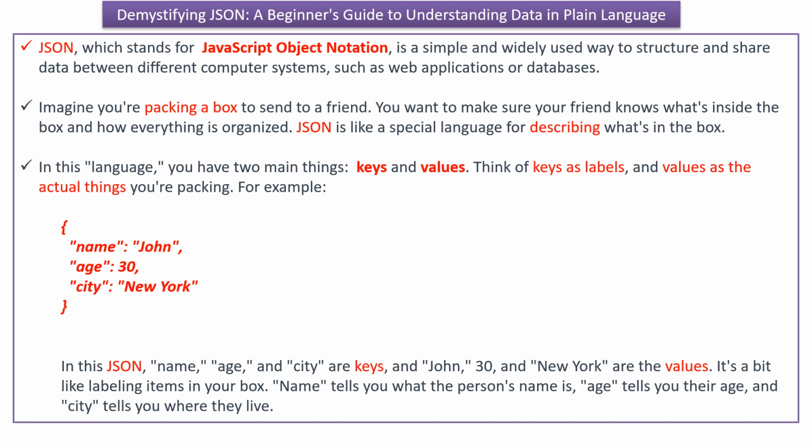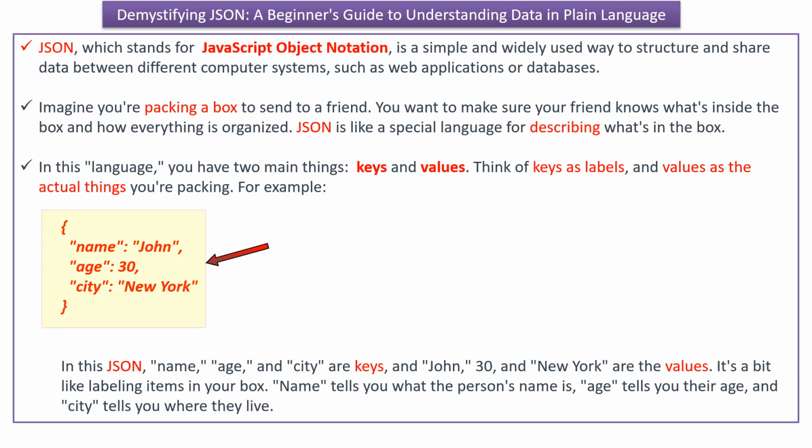Imagine you are packing a box to send to your friend, and you want to make sure your friend knows what is inside the box and how everything is organized. JSON is like a special language for describing what is in the box. In JSON language, there are two main things. The first one is keys, the second one is values. We can think of keys as labels and values as the actual things which you are packing.